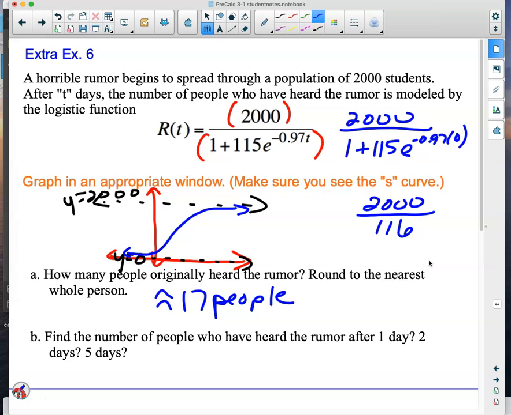So that tells us, obviously, these people were all together in one spot for one reason or another. You know, maybe it was a locker room situation or something like that, but they heard the rumor at the same time, and this is when the rumor started. So how many people heard the rumor? About 17, because we're rounding to the nearest whole person.